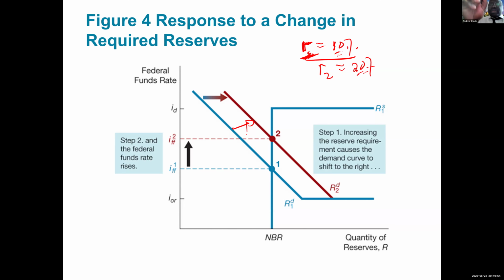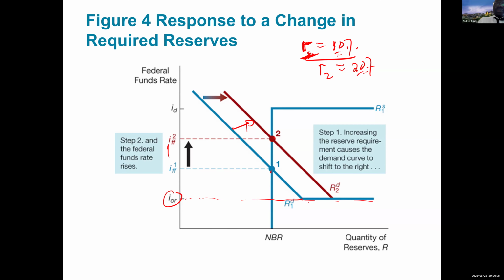But keep in mind, if you're shifting the demand curve for reserves here, you're only shifting the downward sloping portion of the demand curve. The flat portion does not shift. The flat portion is another tool of monetary policy, which is the interest rate on what? On excess reserves. So you only shift the downward sloping portion. In this case, the new equilibrium is going to move to point 2, where the federal funds rate is going to what? It's going to rise.